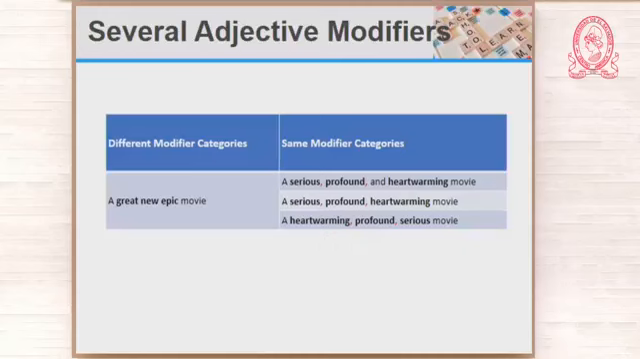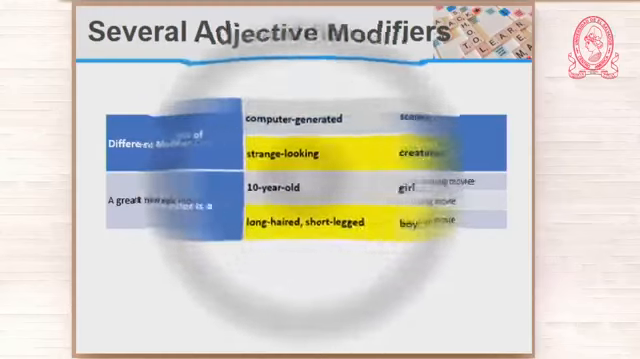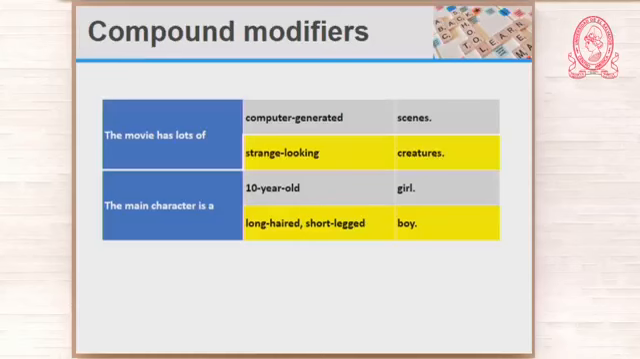Now, what is the point to remember? When you have a series of modifiers, sometimes you use comma, and sometimes you do not use comma. When the modifiers are part of different categories, no comma. When the modifiers have the same category, then you have a comma in between. Okay, now let us continue with our next slide.